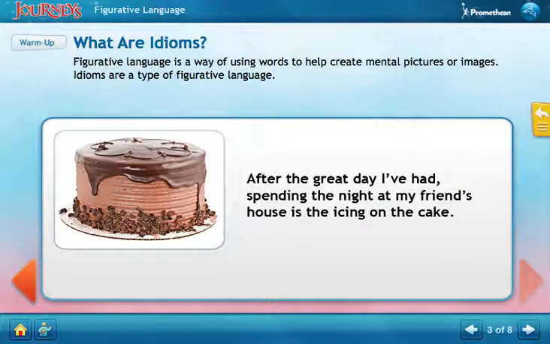"After the great day I've had, spending the night at my friend's house is the icing on the cake." The idiom here is "icing on the cake." When something is the icing on the cake, what do you think that could mean? Think about that for a second. Look at that lovely chocolate cake there. Most people, not everybody, say the icing is their favorite part of the cake. And what they're saying is the cake is really good, but then they add this really good icing on it.